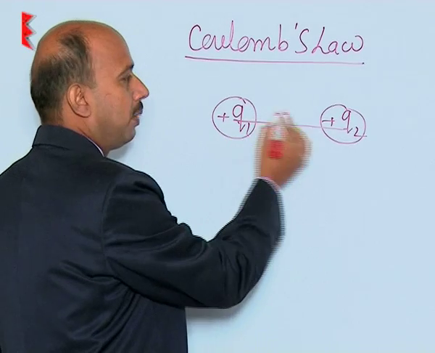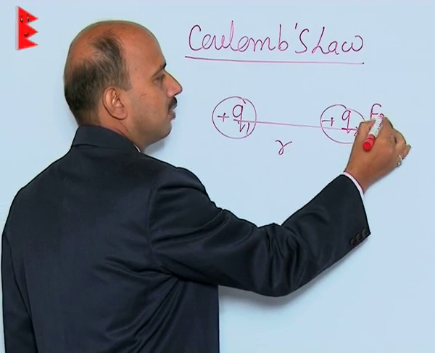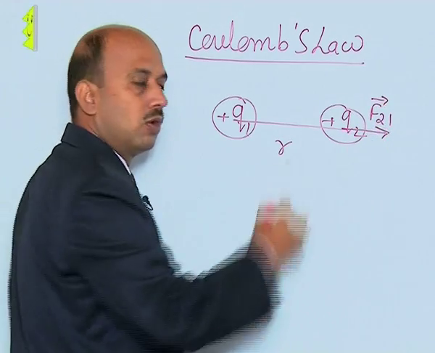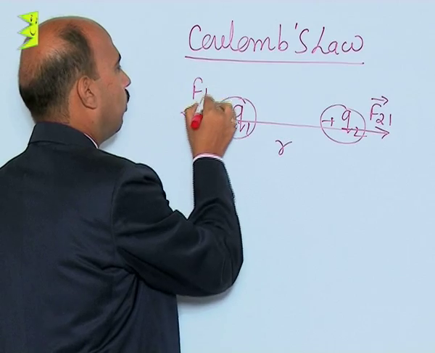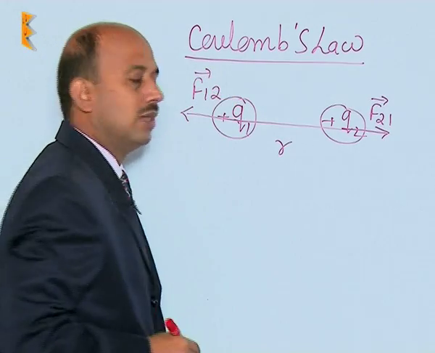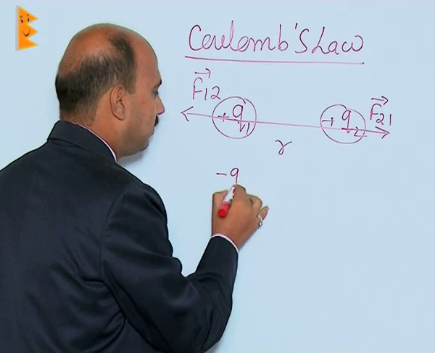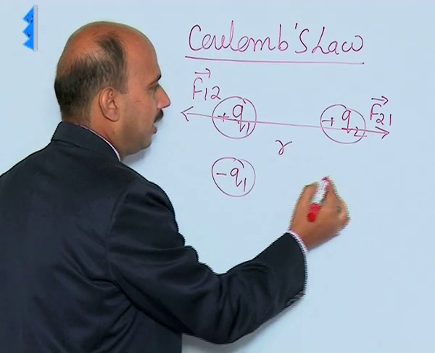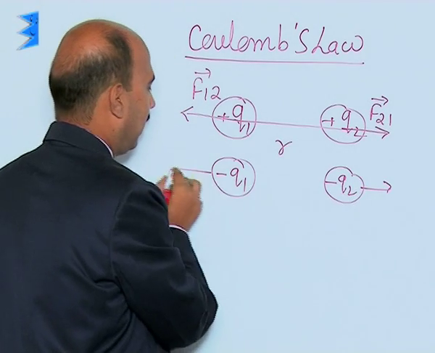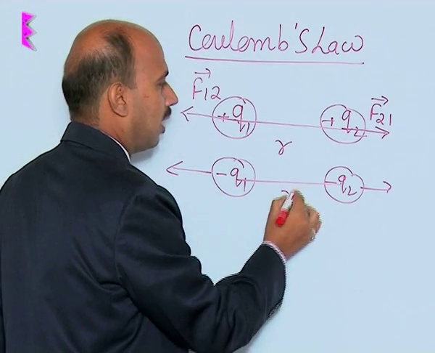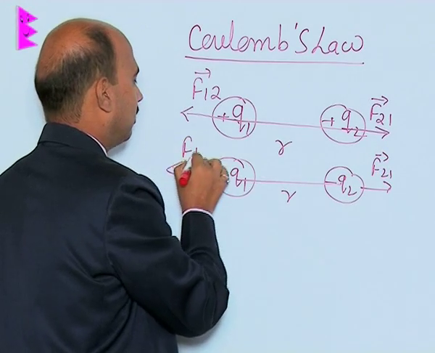So this will apply force on this, that is a repulsive force acting to this side, that is F21, force on 2 due to 1, and here also the force is acting, F12, force on 1 due to 2, that is also a repulsive force. If you take a negative charge q1 and a negative charge q2, both again separated by the same distance r, here again there is repulsive force F21 and there is F12.